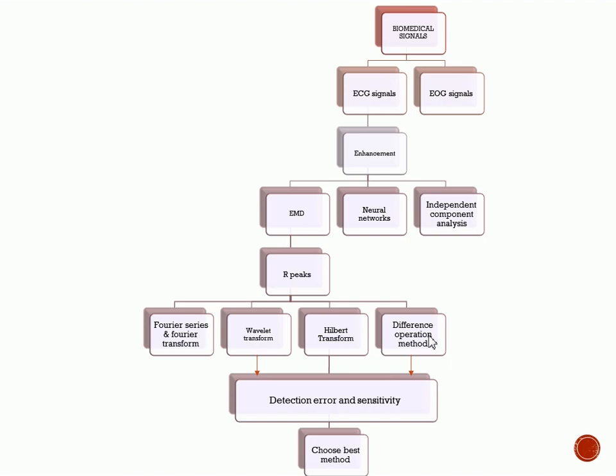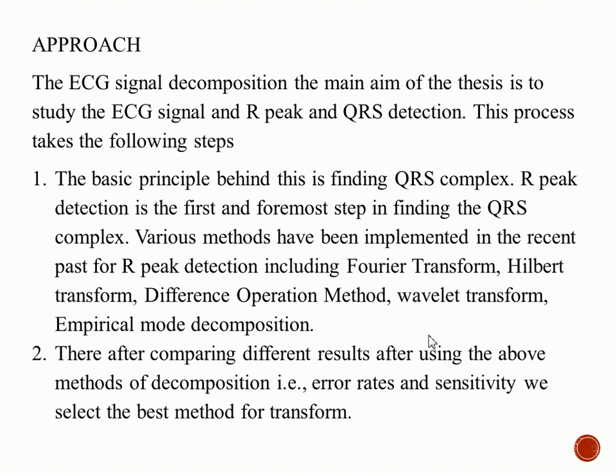And this is my taxonomy. Different biomedical signals. Thereafter we are going to enhancement. In enhancement we have three techniques: empirical mode decomposition, neural networks, and independent component analysis. From there we are selecting empirical mode decomposition. The next step after that is finding R peaks. To analyze this signal we have four different transforms, that is Fourier transform, wavelet, Hilbert transform, and difference operation method. From these, selecting two parameters, that is detection error and sensitivity, we select the best method for transforming these complex signals.